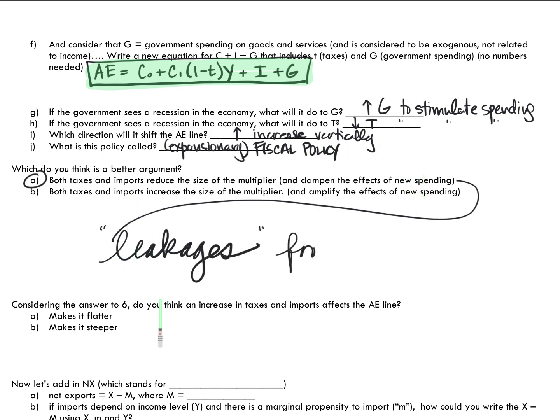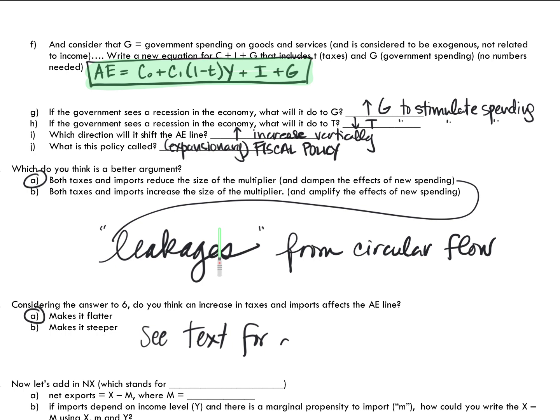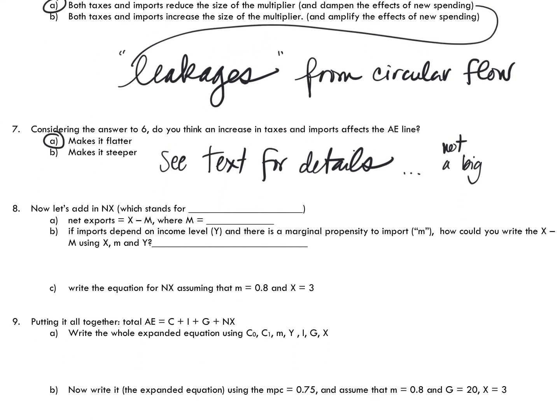And the next two questions are fairly complex. Don't expect a lot of test questions from them, but basically, anytime you have leakages from the spending cycle, you're going to get a flatter aggregate expenditure line because more is draining out and there's less spent. You can think of it almost as your MPC drops as we have these leakages.